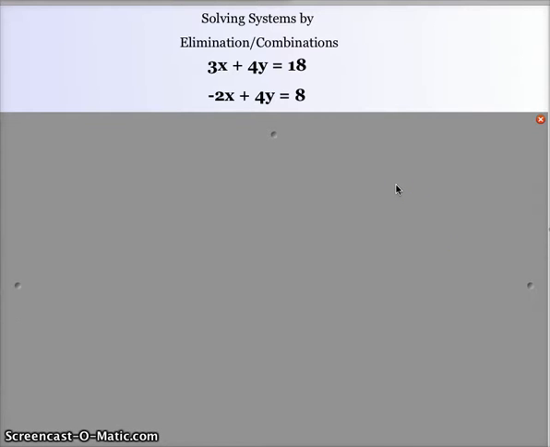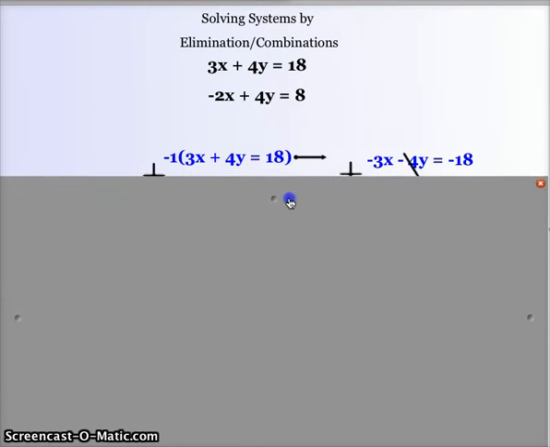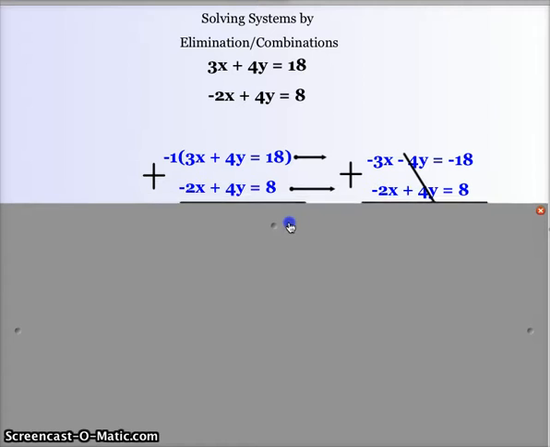3x plus 4y equals 18, and negative 2x plus 4y equals 8. Well, we're not quite ready to add these equations yet because 4y and 4y won't cancel out. But if I made this negative 4y, then negative 4y and positive 4y could cancel out. So I'm going to multiply the entire top equation by negative 1. So that would result in negative 3x minus 4y equals negative 18.